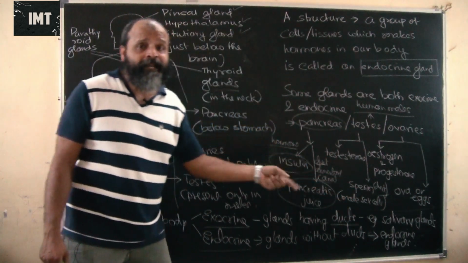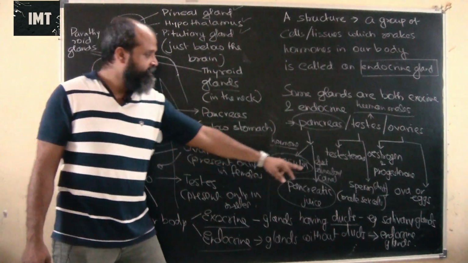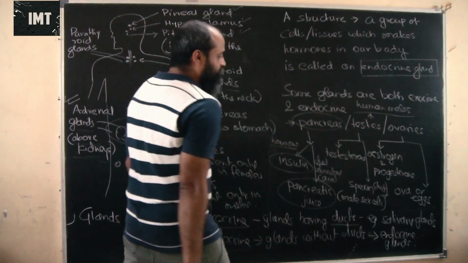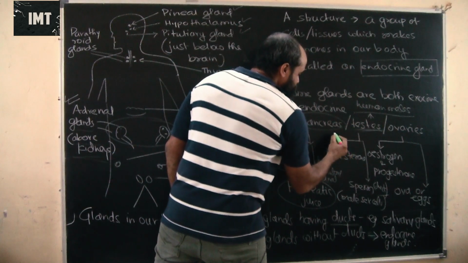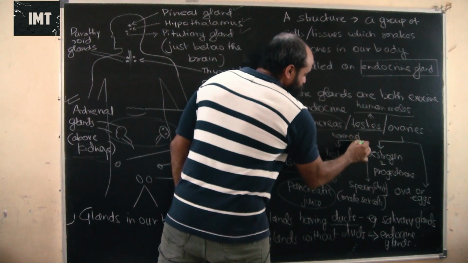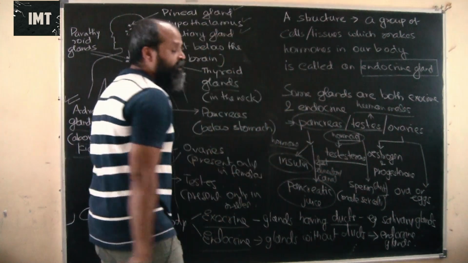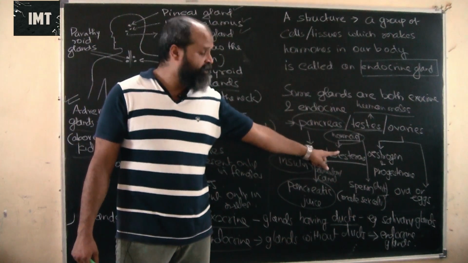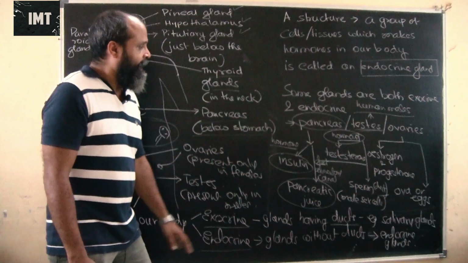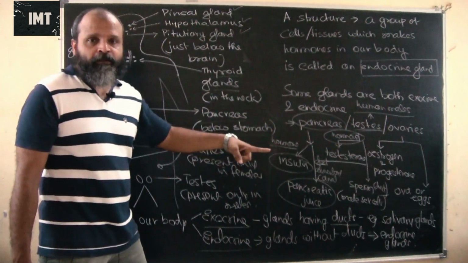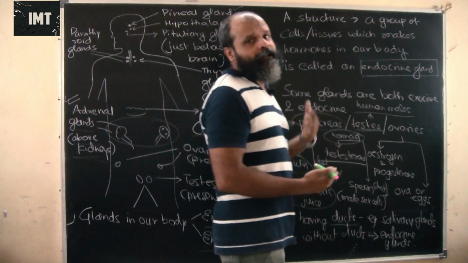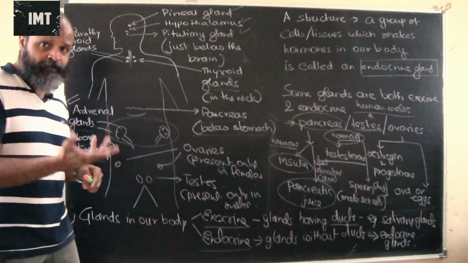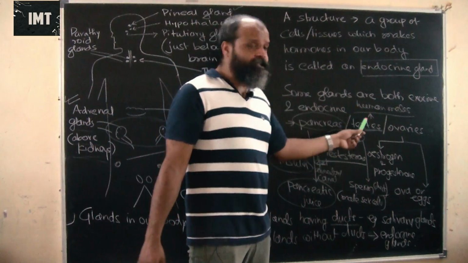So that's how they behave as exocrine glands. The testes also release the hormone testosterone into the blood, directly into the blood. Testosterone is the male sex hormone. It is responsible for all the male secondary sexual characteristics which develop after puberty. So that is the testis.